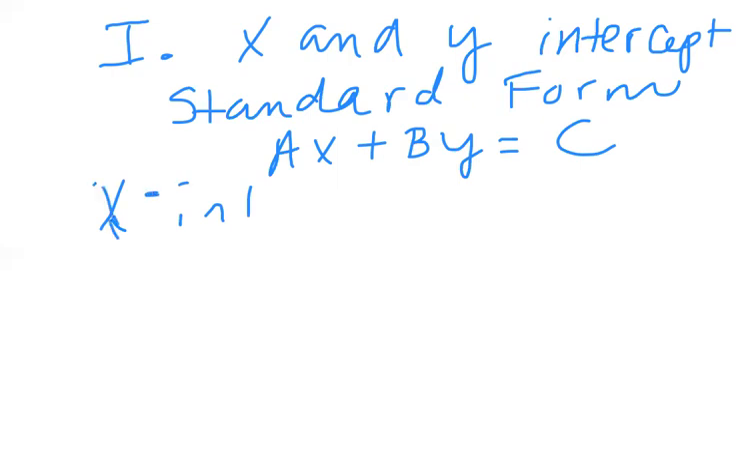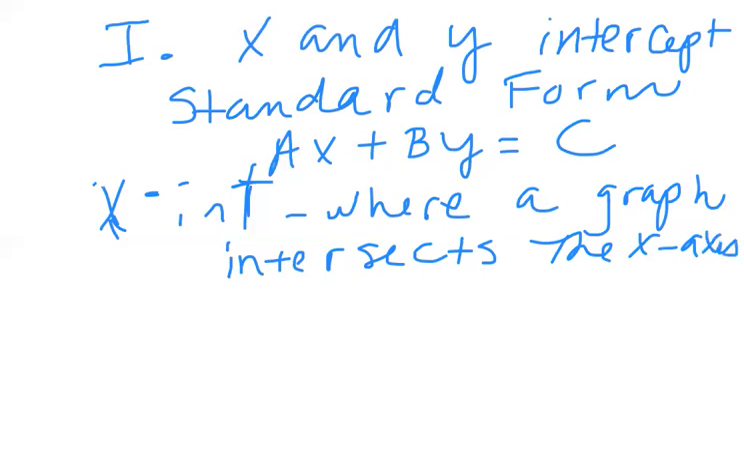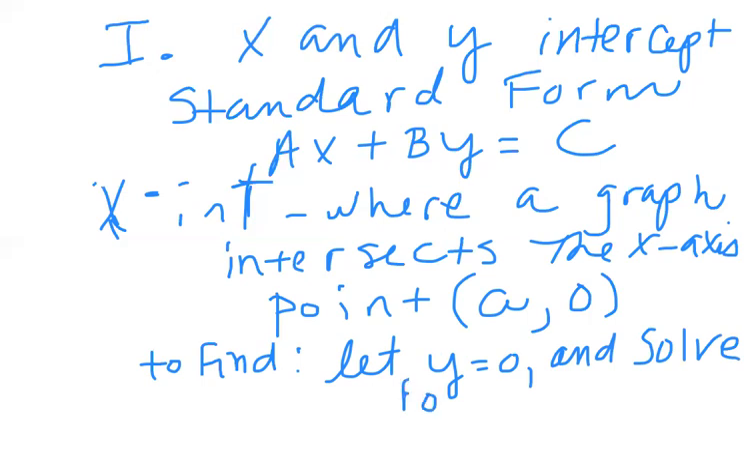Okay, the x-intercept is where a graph, oh, I got to remember this terminology too, intersects the x-axis. Now, guys, couple of things. As a coordinate point, the x-intercept will be some value, comma, 0. So when you're finding it, to find the x-intercept, let y equal 0 and solve for x. So you plug in 0 for y and solve for x, guys. That's how you do it.